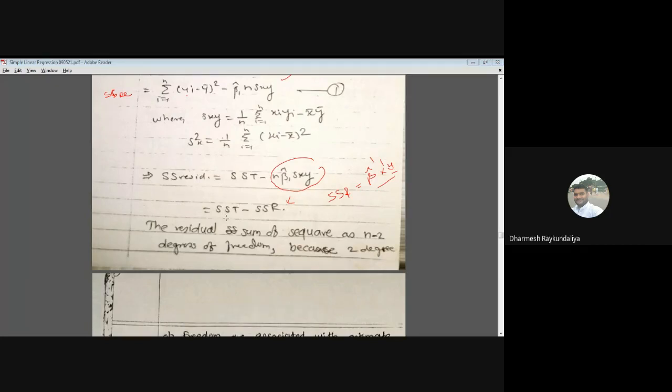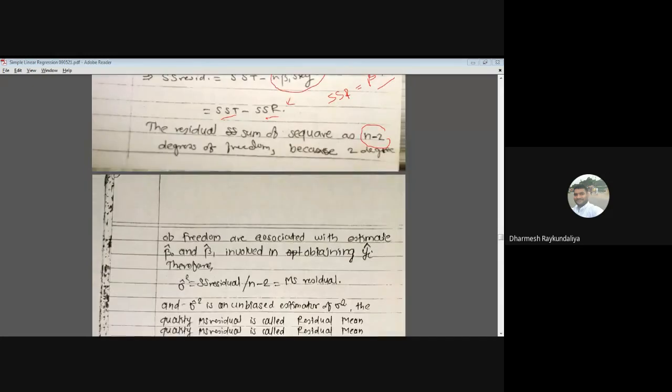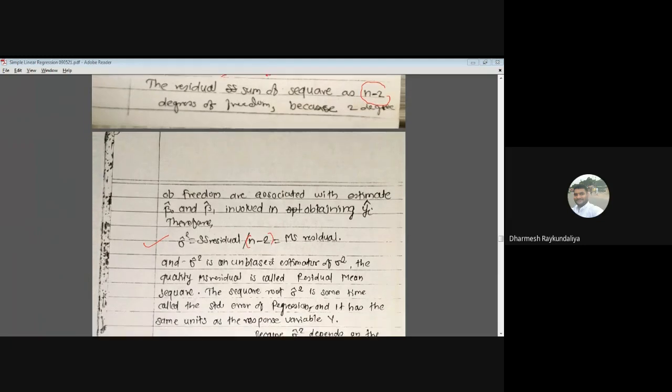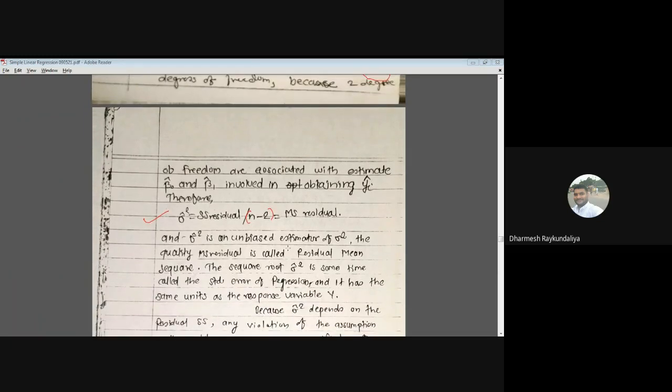How many degree of freedom of total? It is n observation, so it is n minus 1. How many degree of freedom of regression? So only one parameter to estimate, it is 1. So degree of freedom is n minus 2, because 2 degrees of freedom are associated with the parameters. Okay, so sigma square is nothing but sum of square due to residual divided by degrees of freedom, that is n minus 2, and it is also known as MS due to residual. And sigma cap square is unbiased estimator of sigma square.